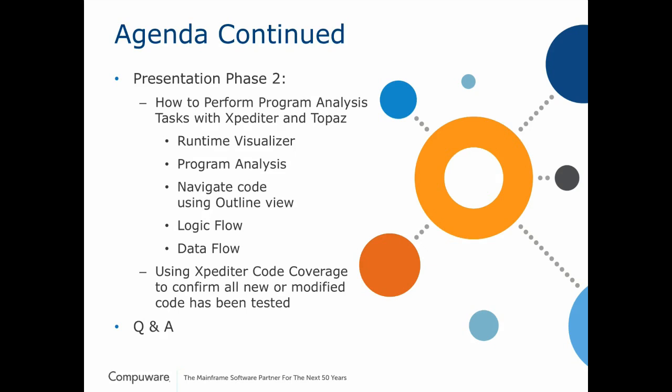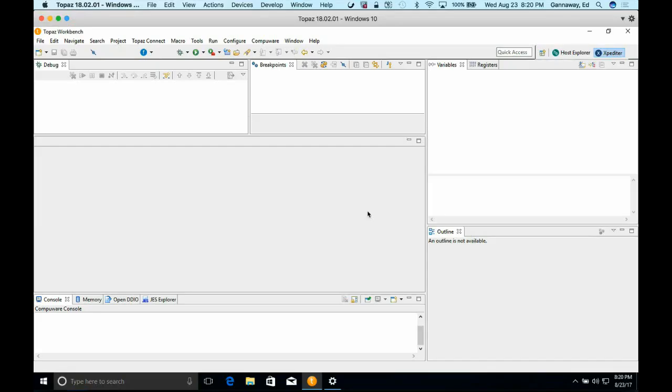Now what I'd like to move to is the portion of the presentation that focuses on some of the net new capabilities specific to program analysis. This functionality is provided by combining capabilities from both Xpediter and Topaz, and is very valuable in assisting newer developers in understanding the applications and programs they'll be supporting, or a business analyst in scoping a project. So, Ed, what does a developer need to do to begin taking advantage of some of the program analysis capabilities?